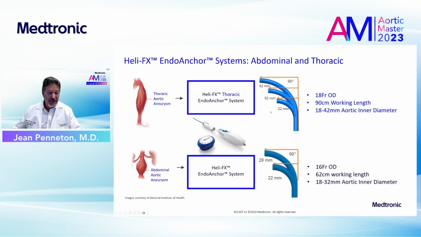If you're familiar with the abdominal system, there are two abdominal systems, 22 and 28 millimeter, with a 16 French OD and about a 62 centimeter working length, and it's to be applied for aortic diameter between 18 to 32. Now, for the thoracic system, there are actually three sizes: 22, 32, and 42, with an 18 French OD system, a longer working length, and it can treat aortic inner diameter all the way up to 42 millimeter.